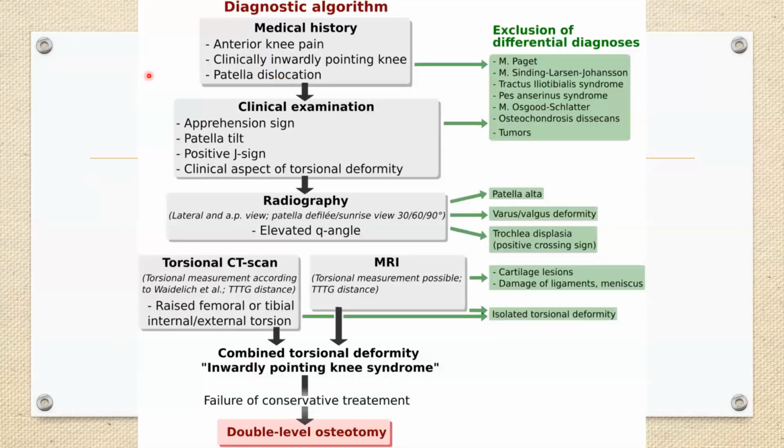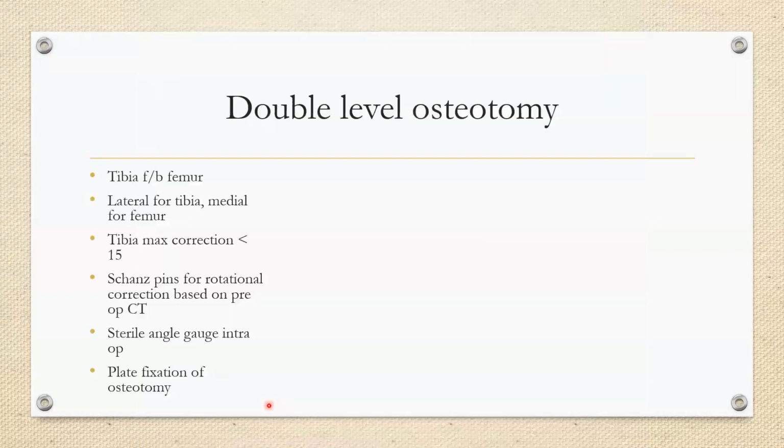Based on this, they put up a diagnostic algorithm to decide on management of miserable malalignment. At each step, we have to make sure it's a diagnosis of exclusion, and that other differentials are considered and excluded. It starts with anterior knee pain and a clinically inward pointing knee. Move on to clinical examination looking for maltracking and an apprehension sign. Evaluate with radiography, torsional CT, and MRI. If there is a combined torsional deformity of both the tibia and the femur, which has failed a trial of conservative management, then it should be treated with a double level osteotomy.